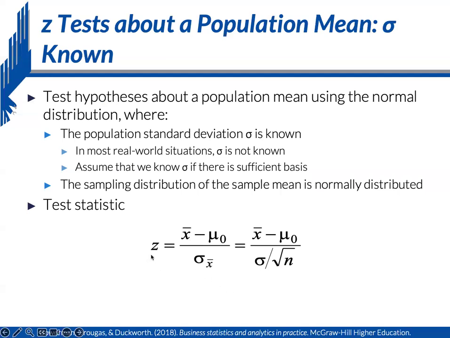It's basically converting the sample mean to a z-score using this formula. So that's x bar minus mu naught. This value is the constant in the null and the alternative hypothesis. And then we divide the difference by sigma sub x bar, or the standard dev of all possible sample means.